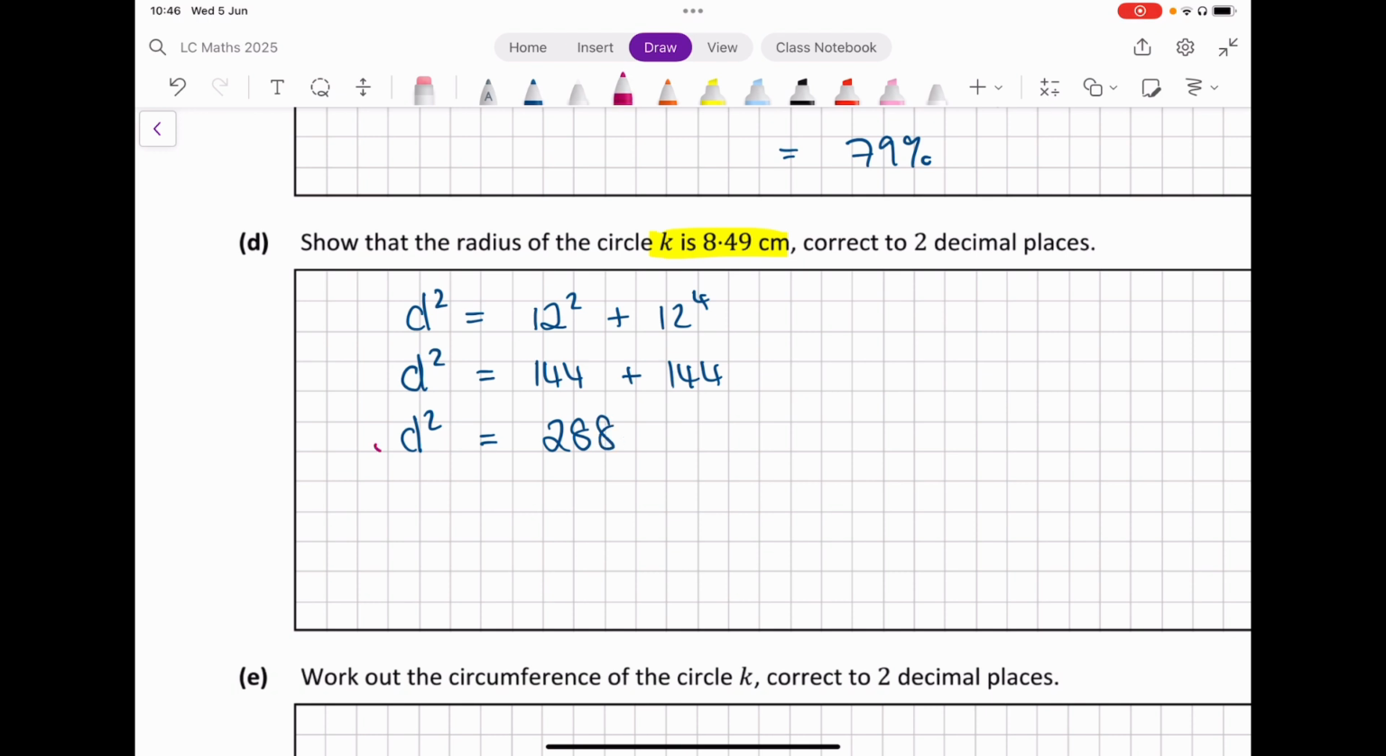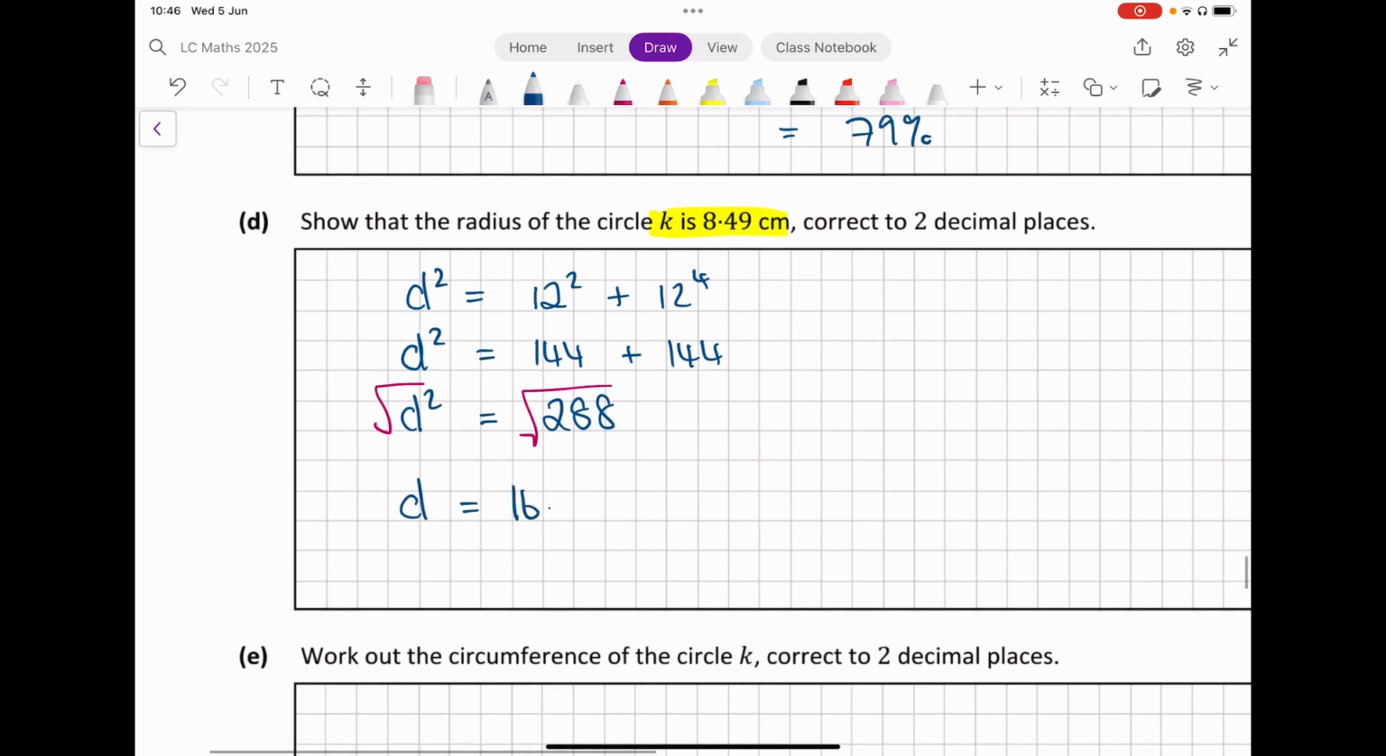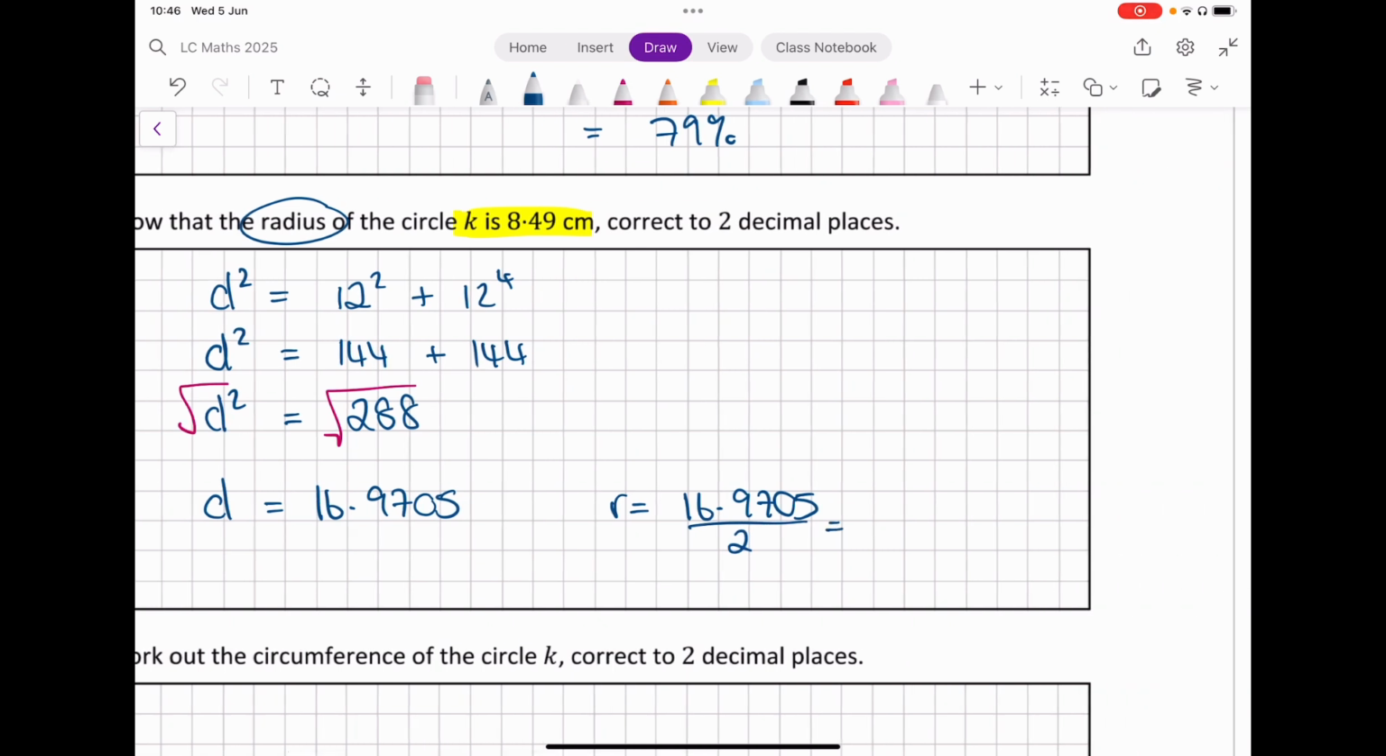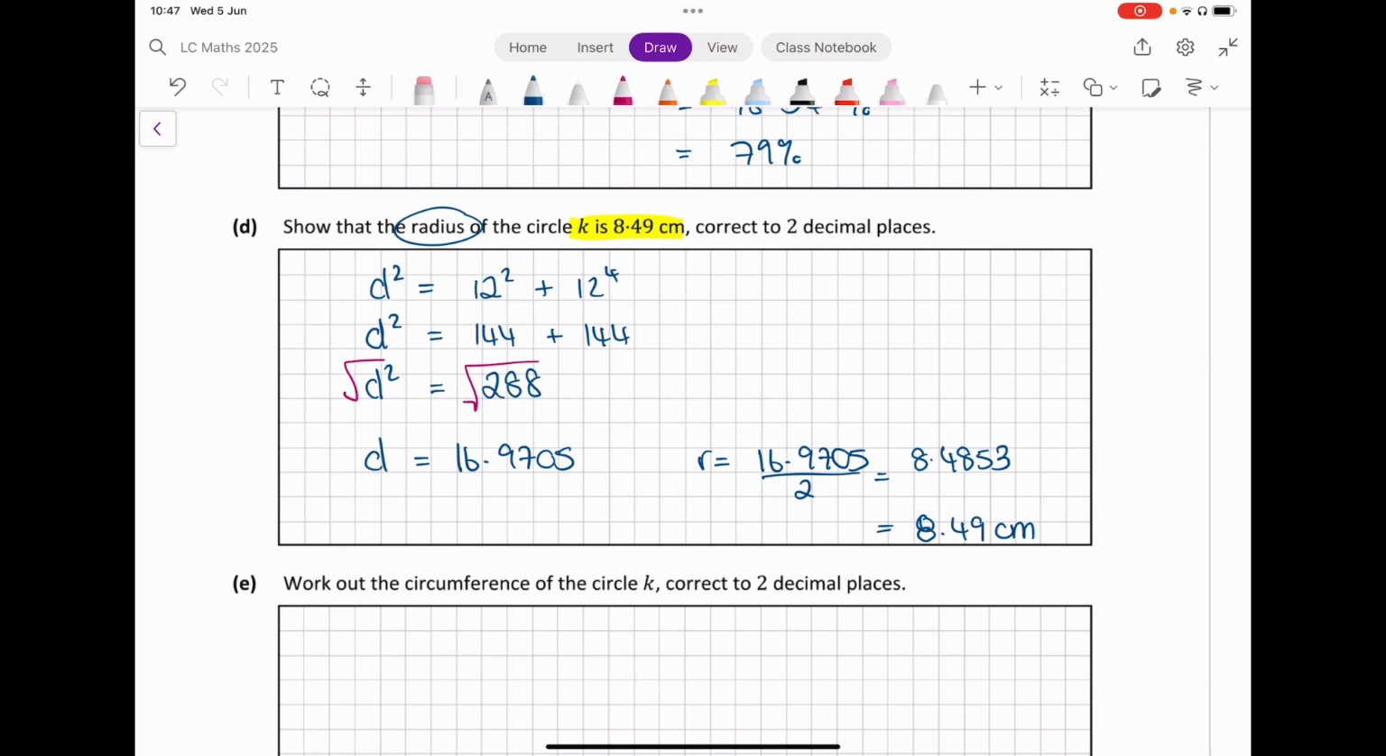I'm going to take the square root of both sides to get rid of that square on the left-hand side. So the diameter is equal to 16.9705. Now that's the diameter. They're looking for the radius. So in order to get the radius, it's just going to be 16.9705 divided by 2. And that gives me 8.4853. And if I round that to 2 decimal places, that is 8.49 centimeters. So I'm using Pythagoras' theorem here.